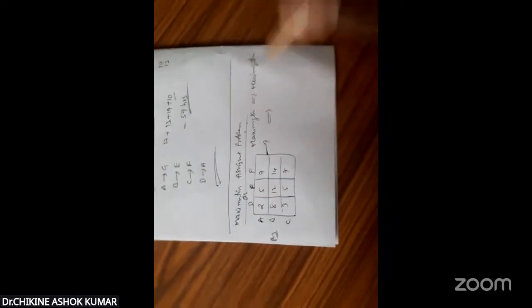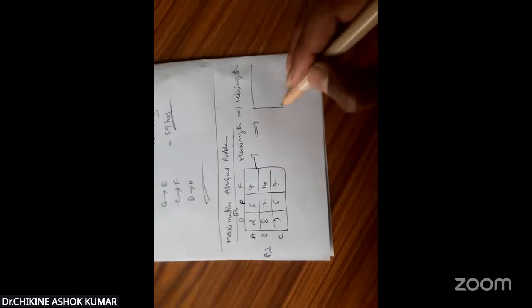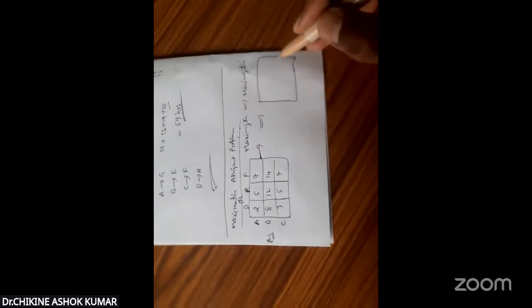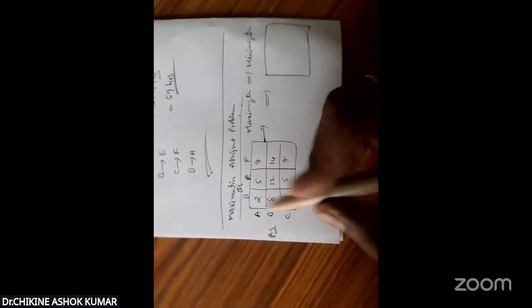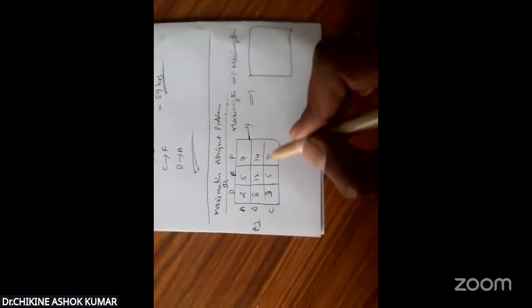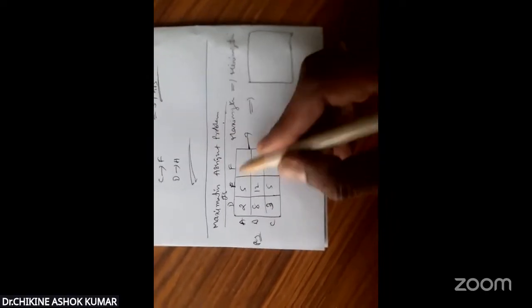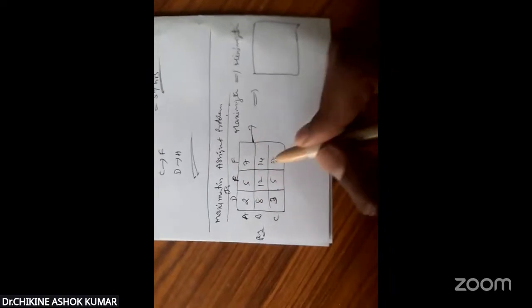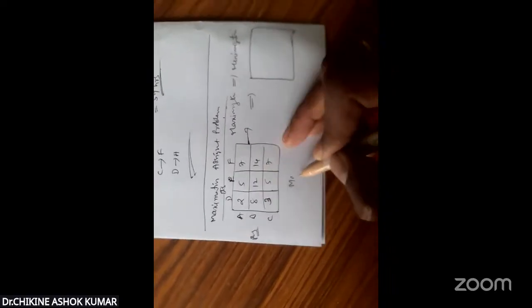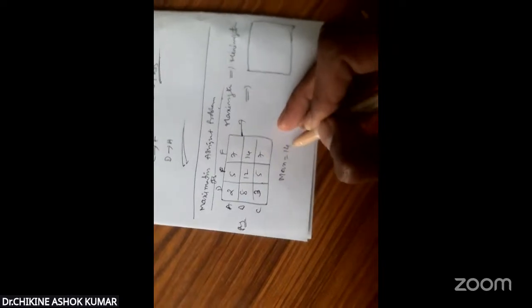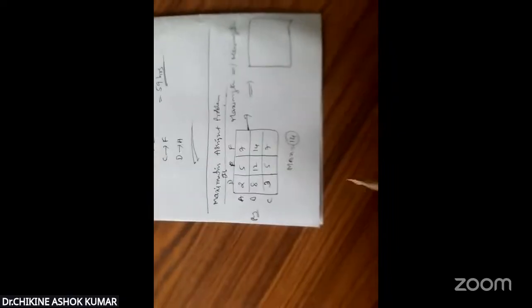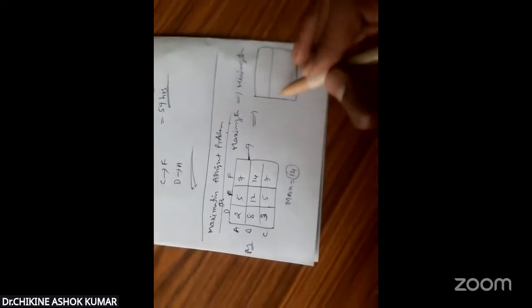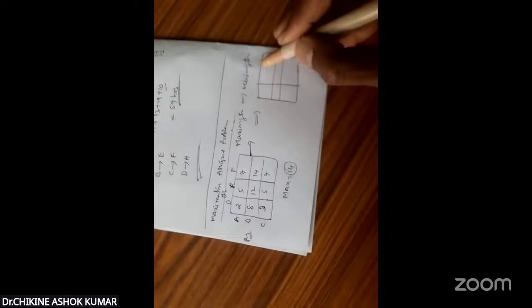We convert it to a minimization problem by selecting the maximum number and subtracting the remaining elements from that number. So we have 2, 5, 7, 8, 12, 14, 3, 5, 7. Which is the maximum number among these 9 elements? 14 is the maximum number. Now we have to subtract all the remaining elements from this 14, so that the problem can be shifted to a minimization problem.